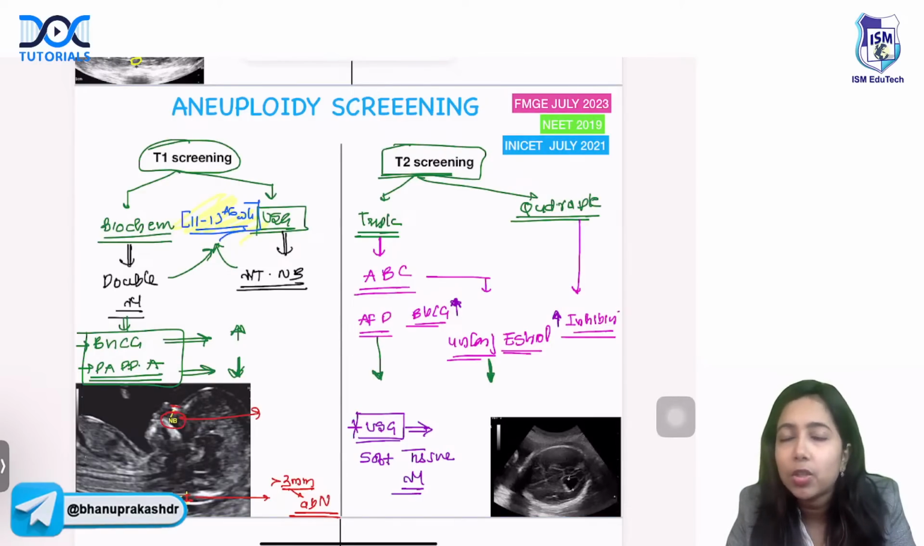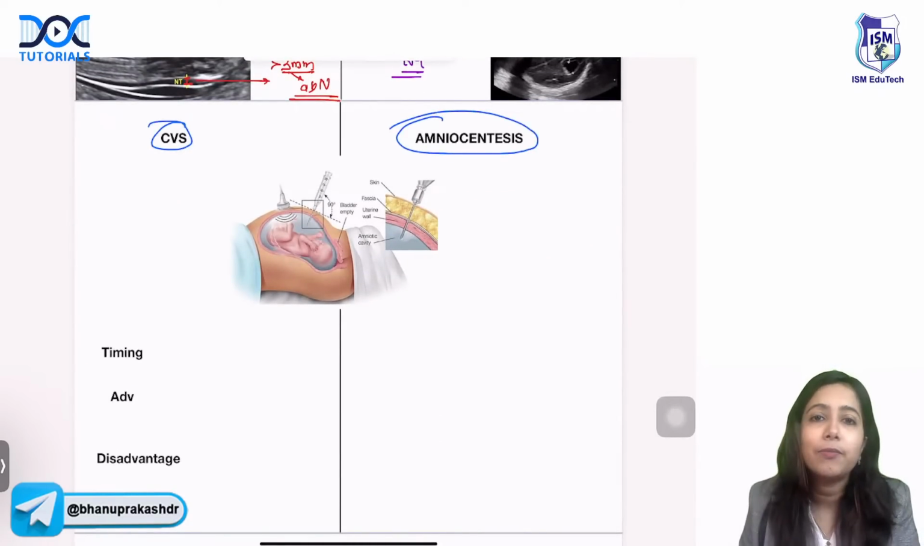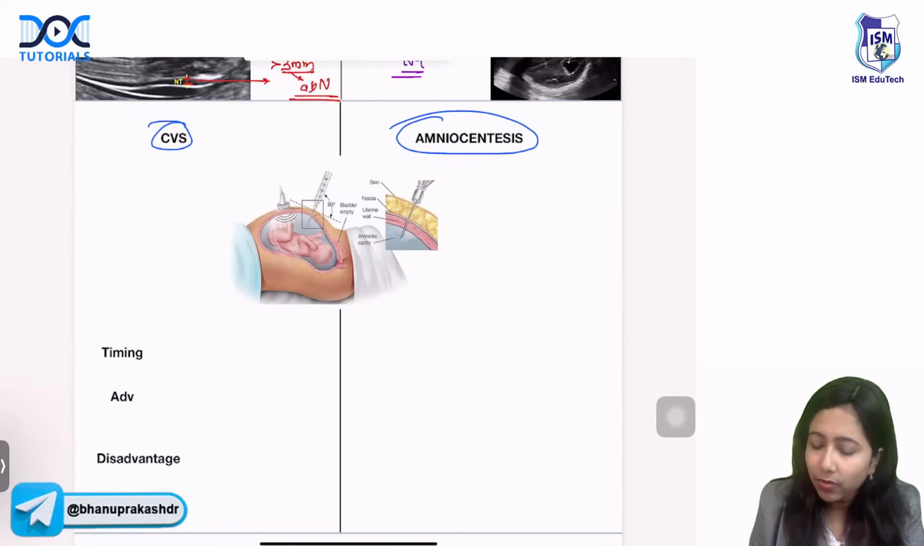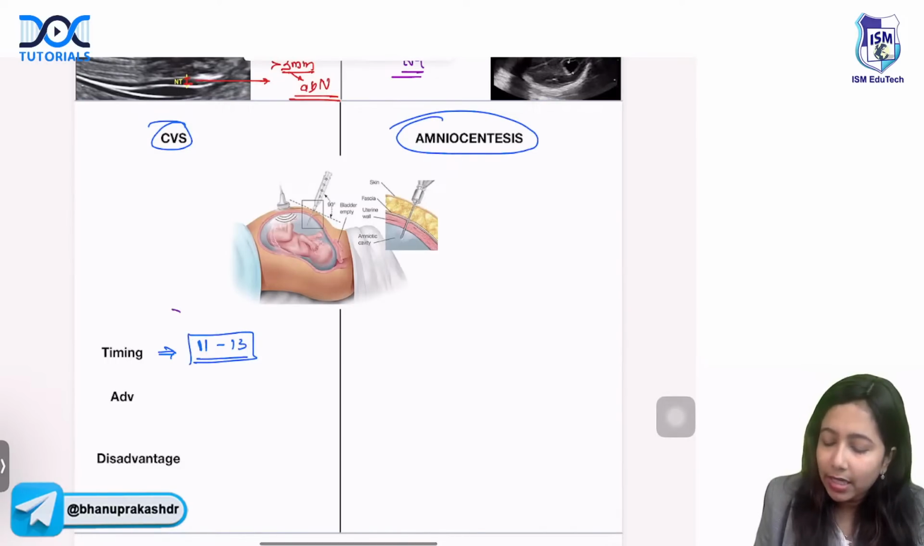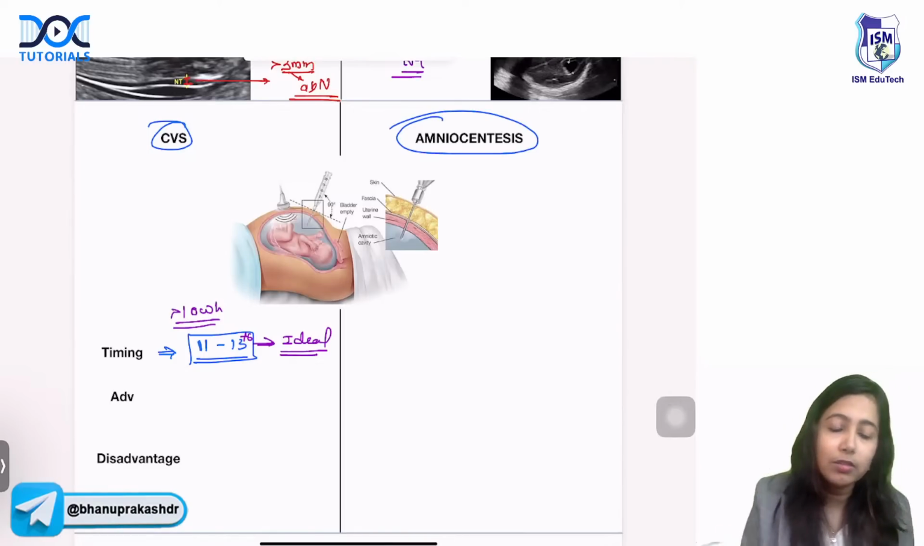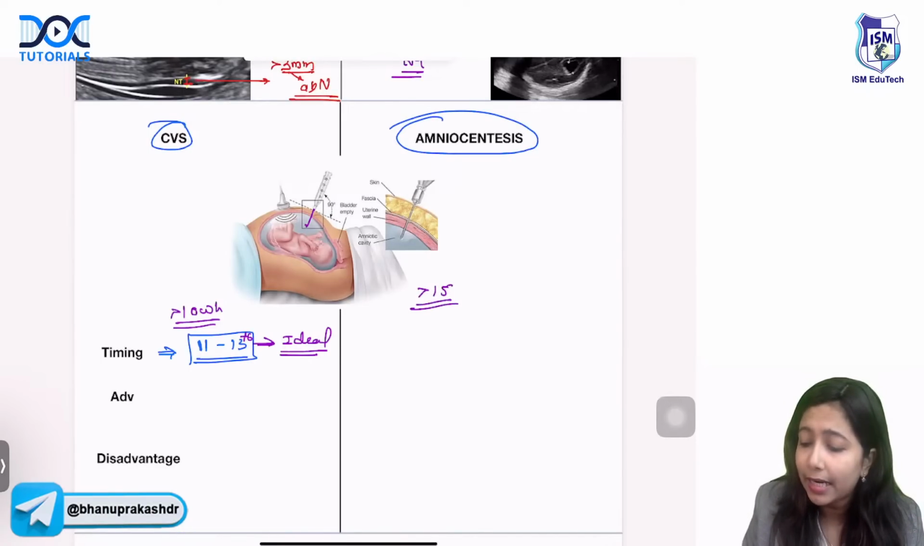We won't directly terminate or do anything for the pregnancy. I'm going to do a definitive test. And the definitive test is basically amniocentesis and CVS. In this, I'm going to test for the karyotype, whether the abnormality is actually present or not. CVS is basically done between 11 to 13 weeks. CVS can be done beyond 10 weeks, but the ideal time is between 11 to 13 plus 6 weeks for this testing. Whereas in amniocentesis, I'm going to take out the amniotic fluid and send it for testing. It can be done beyond 15 weeks, and the ideal time is between 16 to 18 weeks.